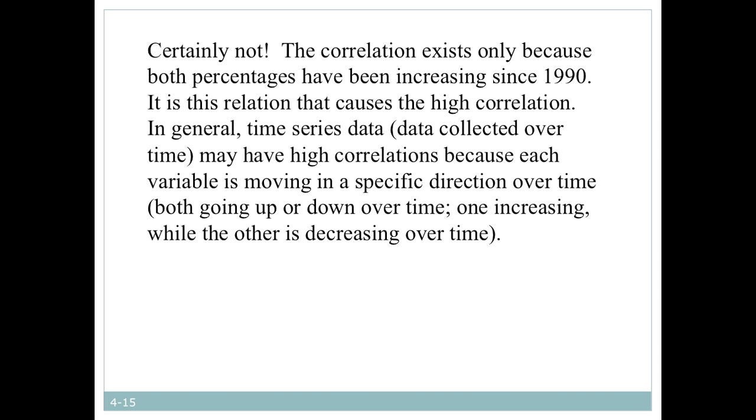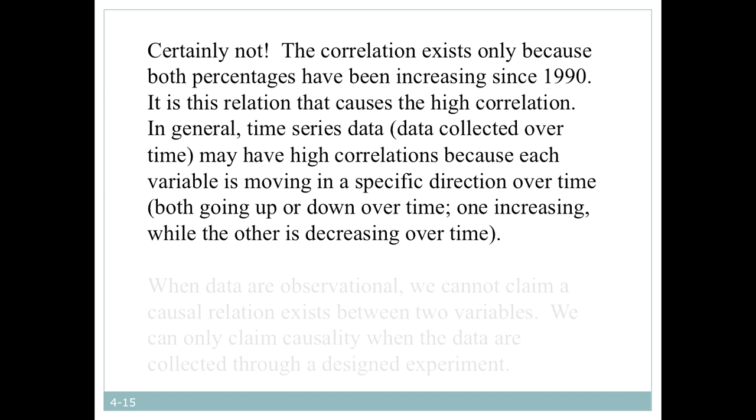The correlation exists only because both percentages have been increasing since the 90s. A lot of times when we're looking at time series data, this is going to be the case. The relation that causes the high correlation is the actual year, okay? Since we have data that's collected over time, we're going to have high correlations with a lot of things, because a lot of things are either increasing or decreasing over a specified time. So it's possible to have really high correlations and still not have one variable causing another.